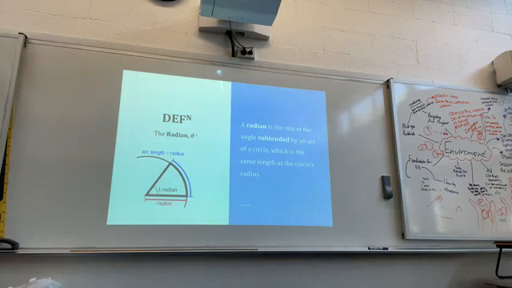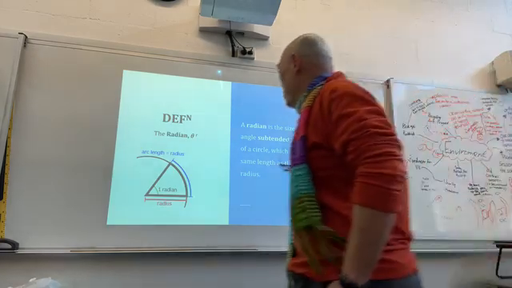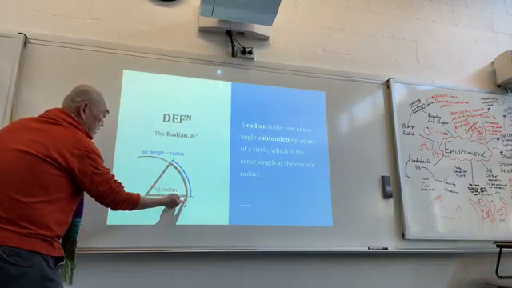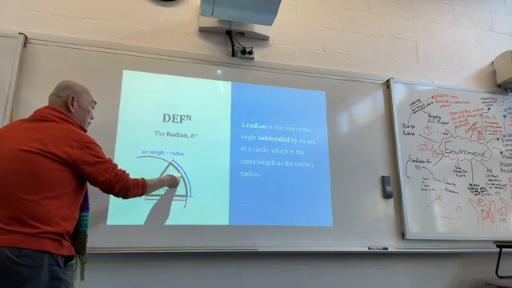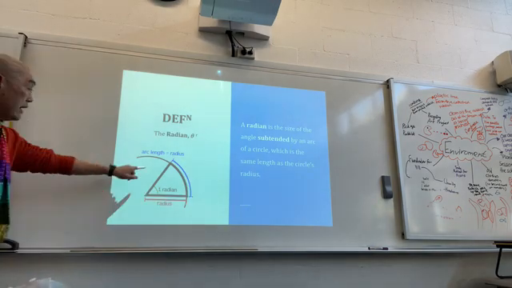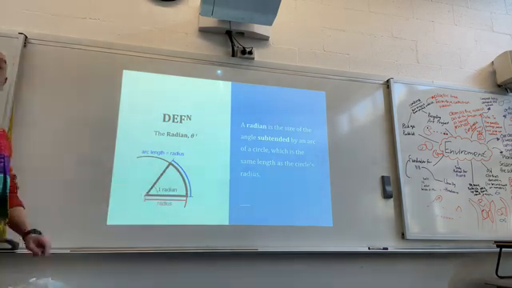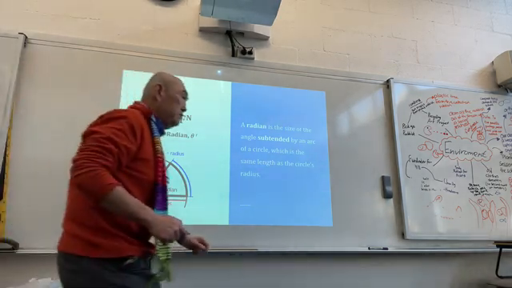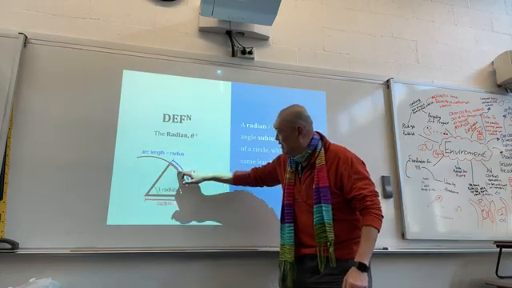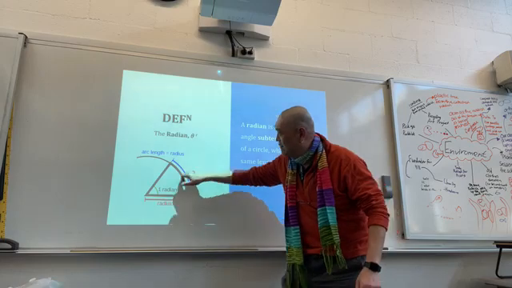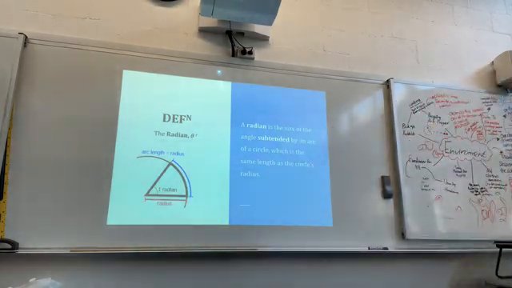A radian is the size of the angle subtended by an arc of a circle which is the same length as the circle's radius. So that length itself is the radius. The radius is the same length as the arc length, and that angle there is 1 radian. In a sort of way, it's like an equilateral triangle, but that side is the arc of the circle instead of straight. So that's how a radian is defined.